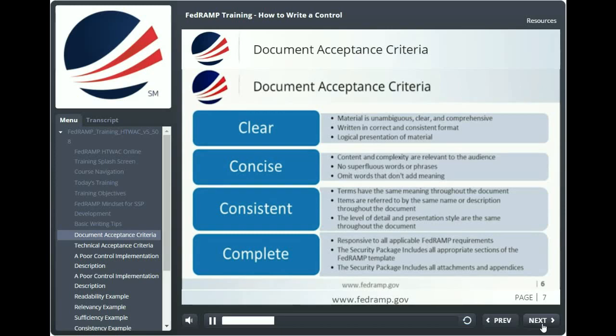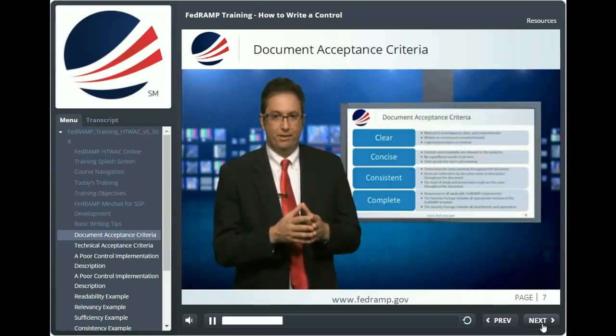So for consistent writing, we want terms that have the same meaning throughout the document. I mentioned this before with server names. That goes for acronyms and other terms relating to your systems. Make sure they have the same meaning throughout the document. Also, items should be referred to by the same name or description throughout the document.